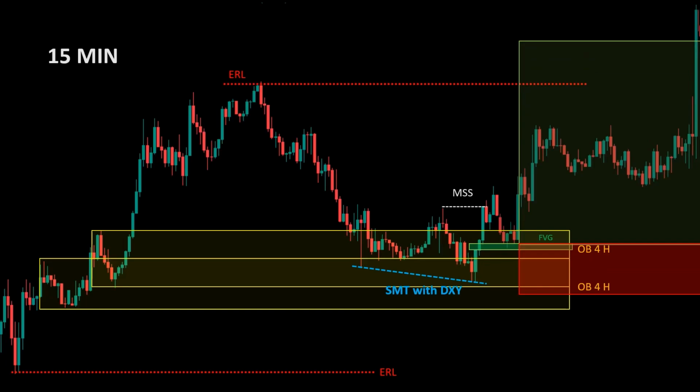Don't jump in just because price touches a level. Let the market show you its hand first. Stick to your plan, manage your risk, and trust the process.